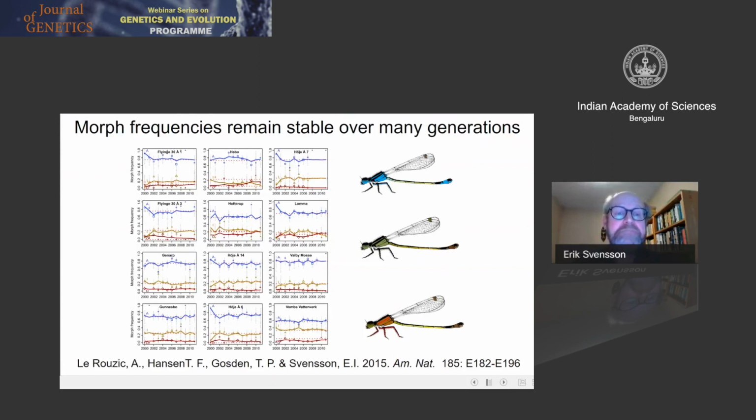But you can also see on these time series, particularly in the male mimic, the blue lines, that there are also some fluctuations around the long-term overall frequency. So when the male mimic is common one year, they tend to drop the next year and so on. As a matter of fact, if we analyze these time series, we find that they are more stable than expected if it was a neutral polymorphism. There seems to be a pullback force, something that prevents any morph from going to fixation or being lost. And we interpret that as the pullback force of negative frequency dependent selection, maintaining these polymorphisms over time.